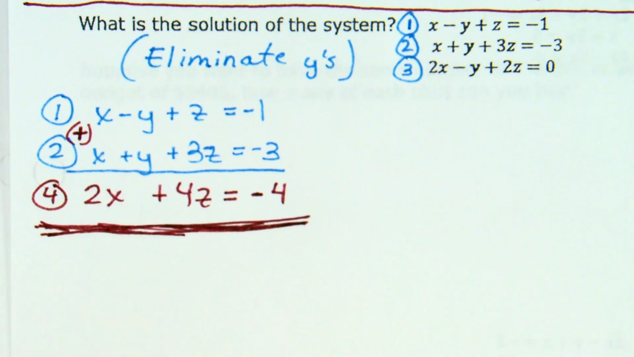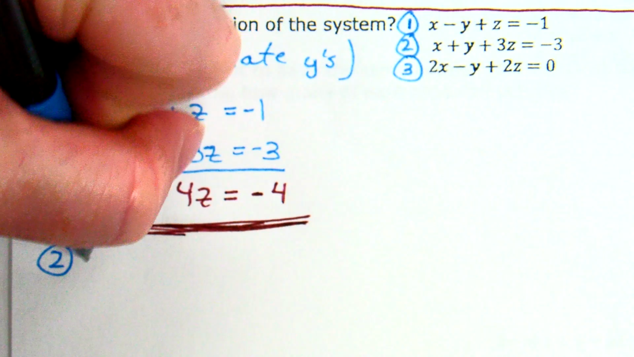Now what? Okay, good. Pick another pair. Repeat the process, right? Yep. So we already used 1 and 2, so it's either 1 and 3 or 2 and 3. 2 and 3 have a plus y and a minus y. So I like it.